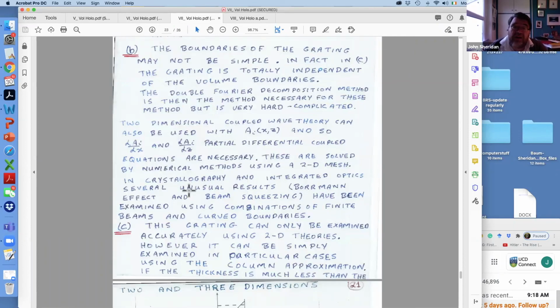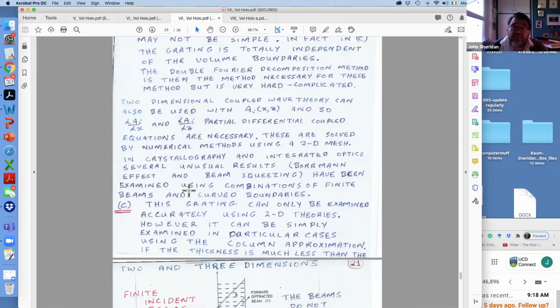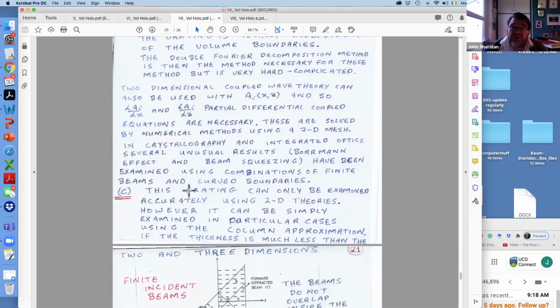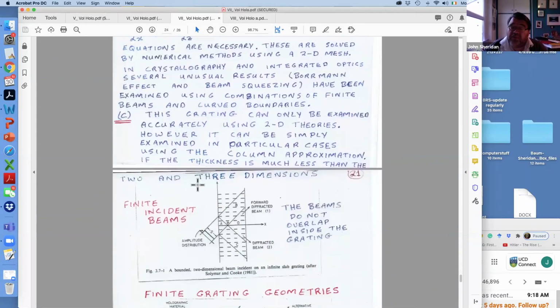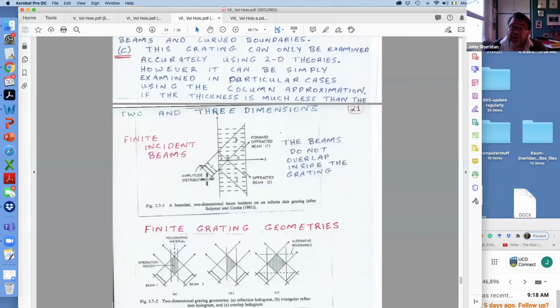That's another way. In crystallography and integrated optics, several unusual results, what's called the Borrmann effect and beam squeezing, have been examined using combinations of finite beams and curved boundaries. So people have produced volume gratings where they input a plane wave with a certain finite width. We could imagine a certain number of centimeters. And the light comes into a grating structure, which may be finite. And what you get out is a single beam, and that single beam is much narrower.